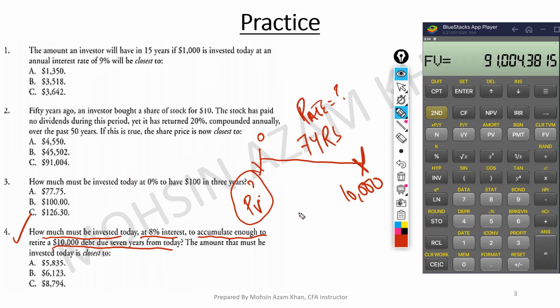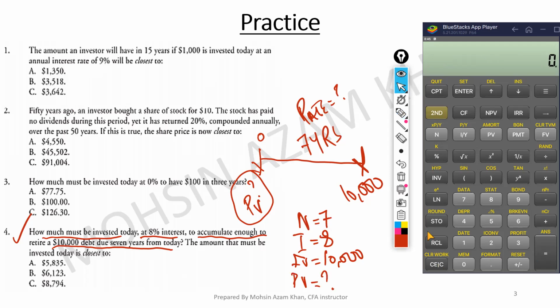So you write the inputs. N is equal to 7. I is equal to 8. Future value is equal to 10,000. And you need to compute present value. So let's try that. First, second, clear TVM. I'm writing 7 N, 8 I/Y, 10,000 future value, 0 payment. I'll click compute present value.